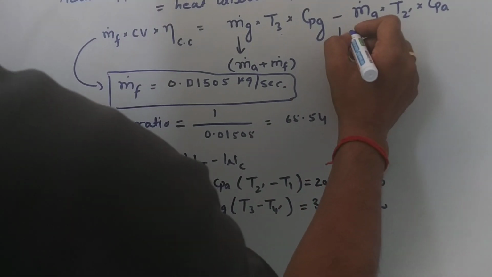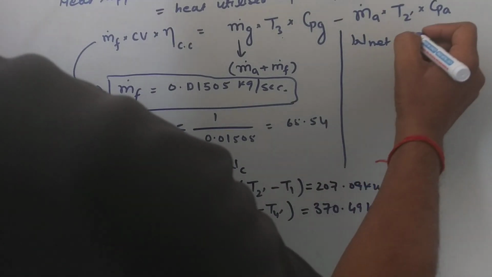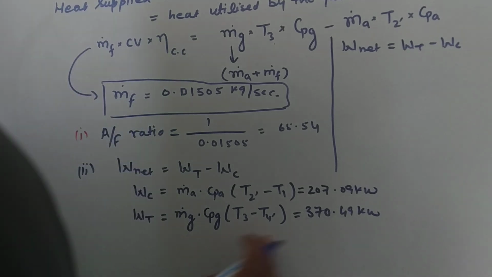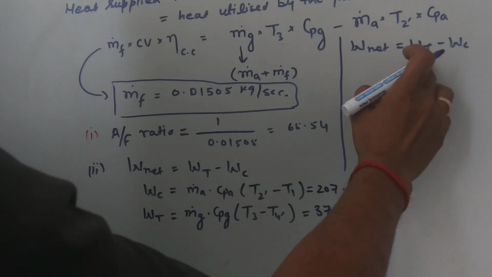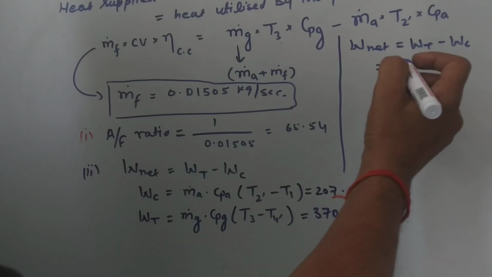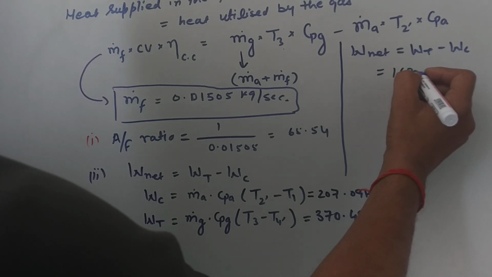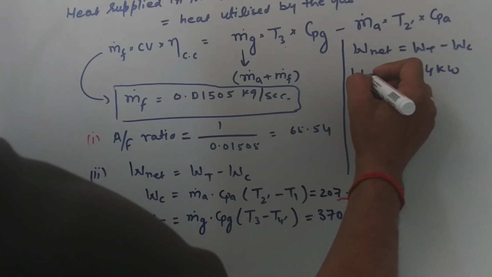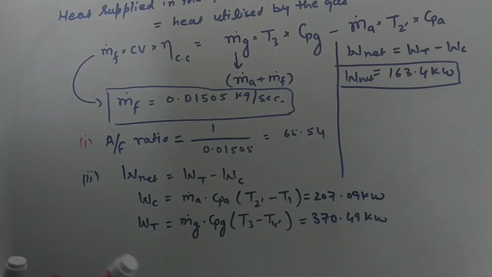Okay, so we can write the net work done, W net, as turbine work minus compression work. After putting the values of turbine work and compression work and subtracting, we will get the net work done as 163.4 kilowatt W net. This is the power generated at the plant.